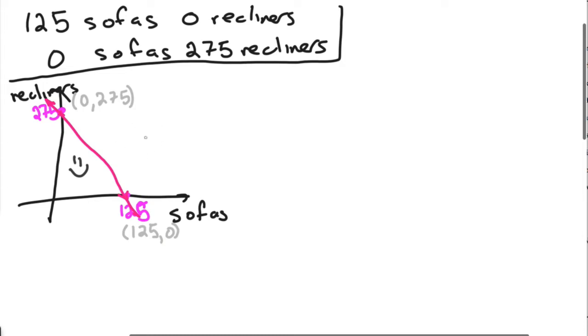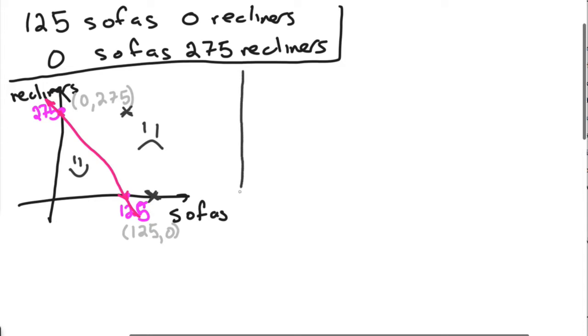Out here, we are sad because we can't fit all of them. For example, if I wanted 150 sofas, which would be about here, that wouldn't work. Or if you wanted 125 sofas and 275 recliners, that would be right here, also a sad face, because you can't do that.